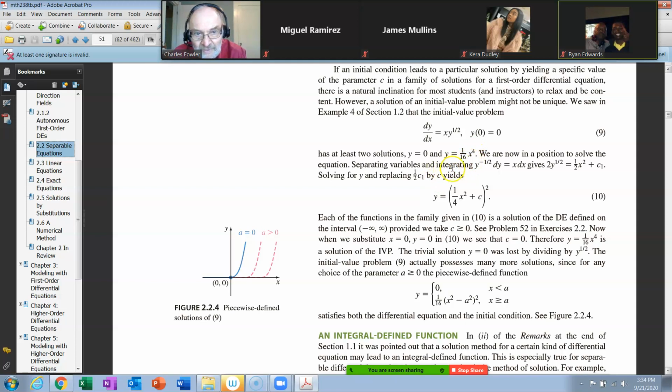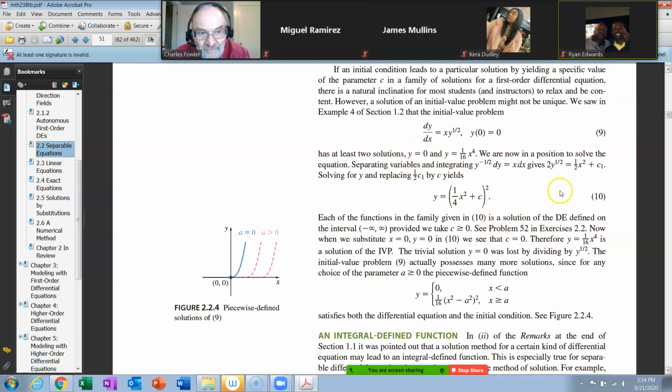That was the solution we got because c was equal to 0. Y is equal to this. But here was the other solution we didn't get, because this one had y values other than 0 anywhere other than x equals 0. This has y values equal to 0 everywhere.